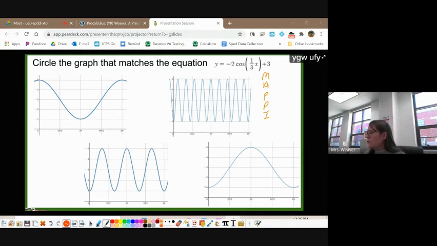Okay, so the first thing I'm looking at, I want to go through and identify the different parts so we can eliminate some answer choices. So help us get started here. Ananya, what's our midline for this equation? And this one is in graphing form. If you take a look at it, it is in graphing form. So where should our midline be, Ananya?